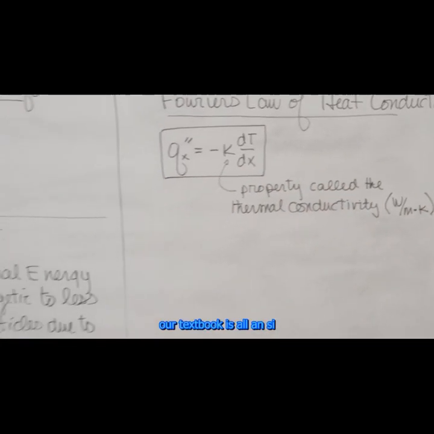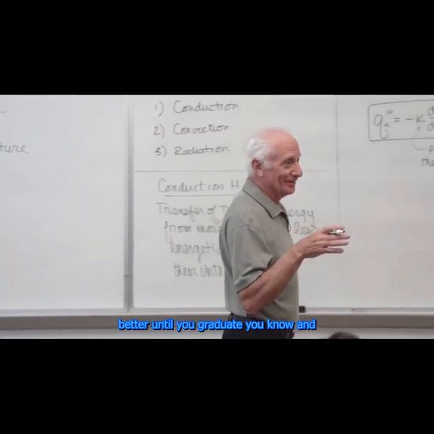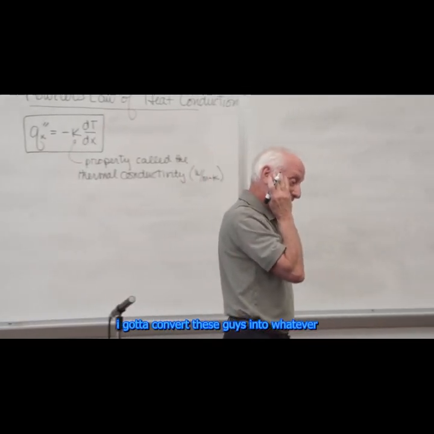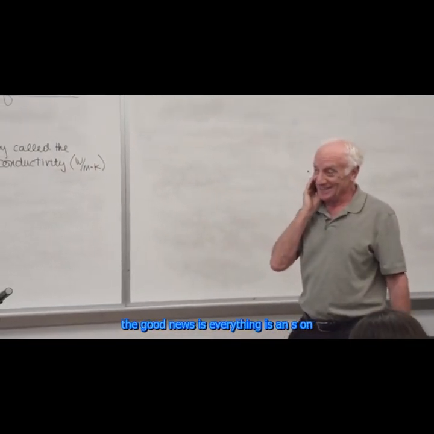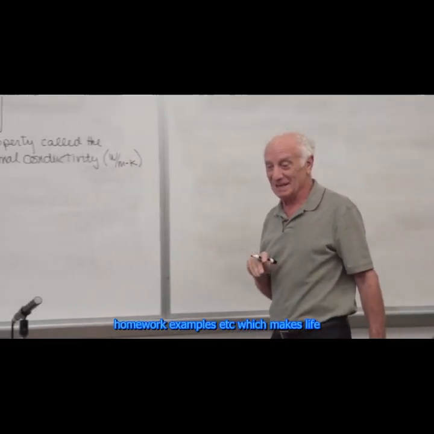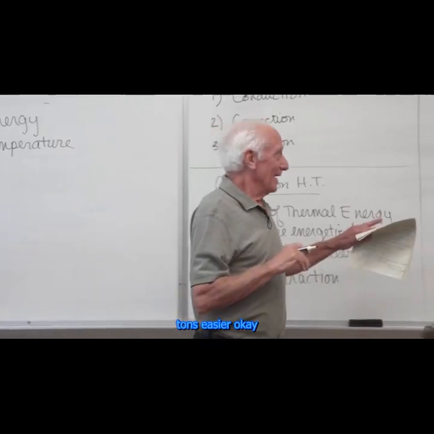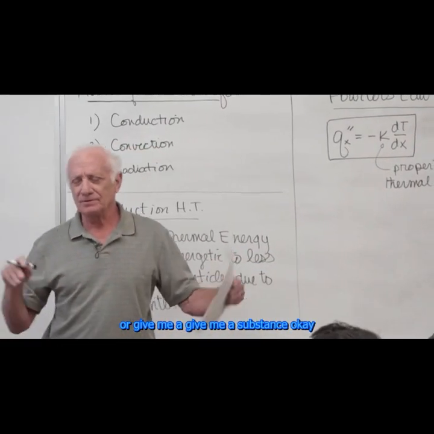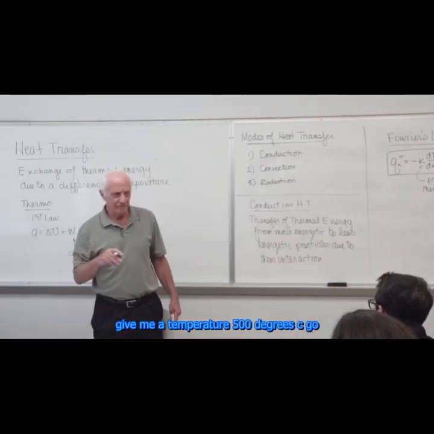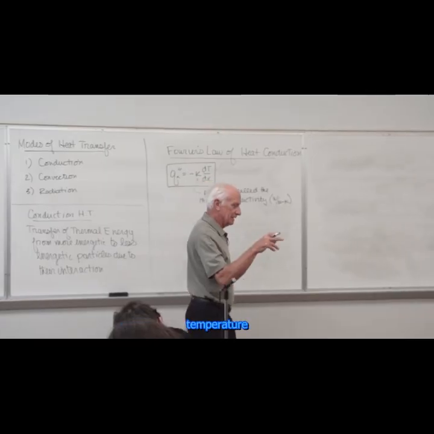Our textbook is all in SI, for better or worse. For you, it's for better, until you graduate, and then you say, oh my gosh, I've got to convert these into whatever, English engineering or back to SI. So the good news is everything's in SI in this textbook, homework, examples, etc., which makes life tons easier. Okay. Where do you find K? Back of the book. Give me a fluid, or give me a substance. Okay, aluminum. Give me a temperature, 500 degrees C. Go to the back of the book. There it is, right there. Material and temperature.